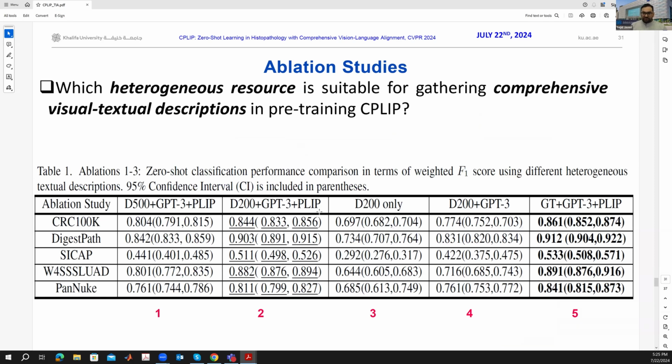We conducted a couple of ablation studies as well. A question arises: which heterogeneous resource is suitable for gathering comprehensive visual textual descriptions in pre-training the CPLIP model? Here you can see that we conducted 5 different experiments. In the first experiment, we collected 500 words from online cancer glossaries. On top of those 500 words, we asked GPT to extend them, and then the PLIP model is used to extract the textual description. You can see that the performance varies across different data sets. Then we further cleaned our dictionary. Out of 500, we ignored 300 words, and only 200 histology-specific prompts are considered on top of GPT-3 and PLIP.